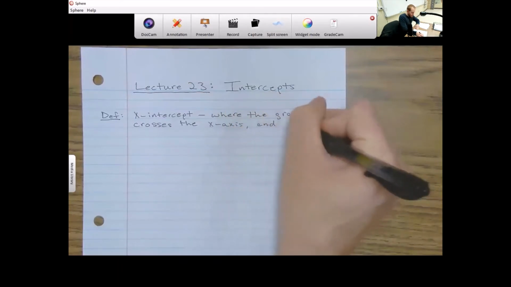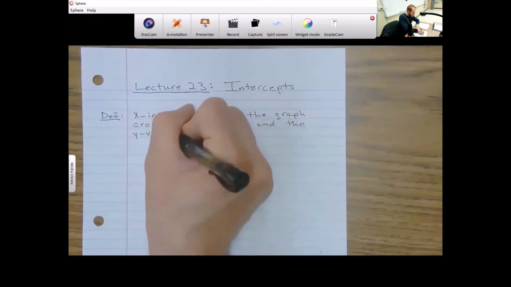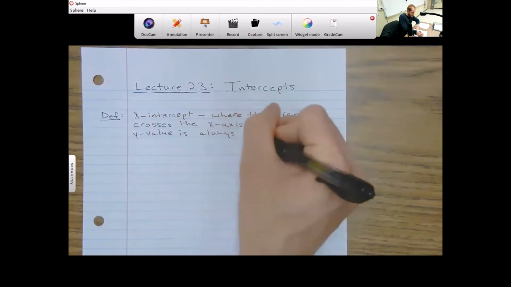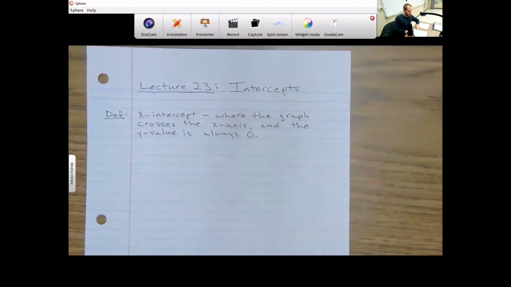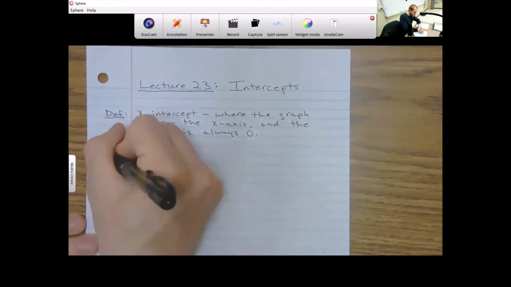And where that happens, the y value is always 0. That's important to know. The y value is always 0. Very important key. So when we're talking about x-intercepts, we're talking about a graph of a function which passes through the x-axis, and that's called the x-intercept. So we can define x-intercept, and now I want to define the opposite, which is the y-intercept. So let's do that next.